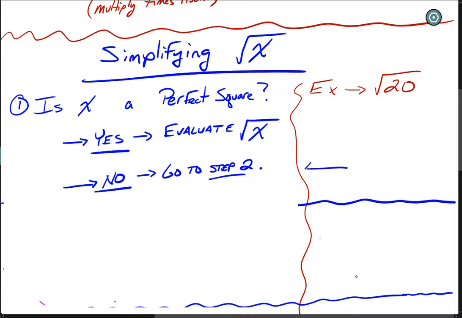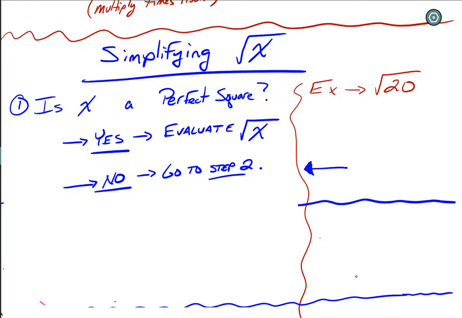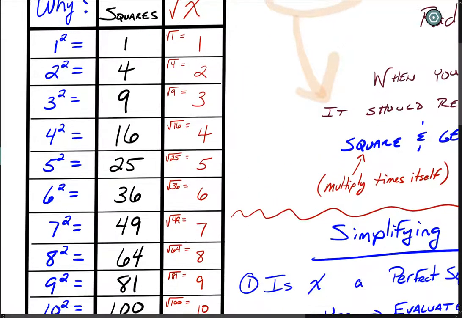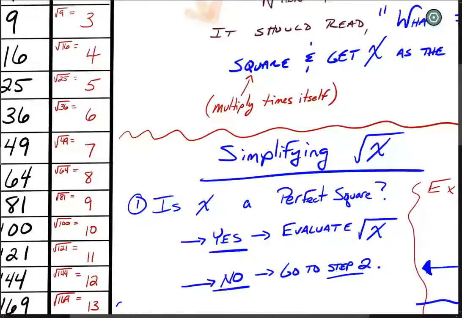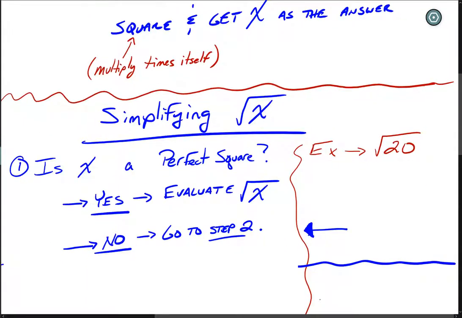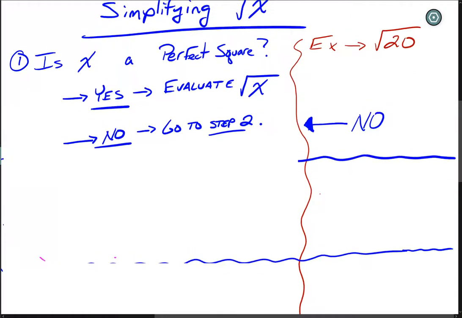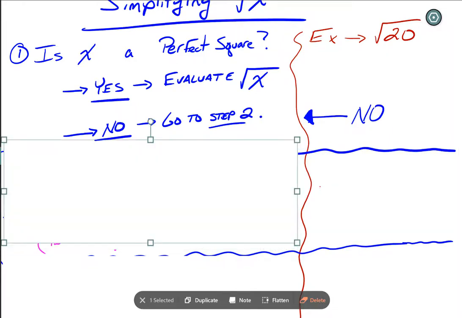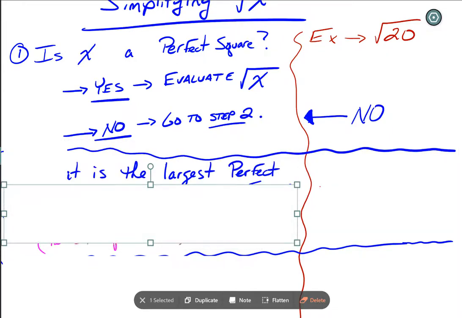What is our answer over here in our example? Square root of 20. Our x here is 20. Is that a perfect square? Look at your list. Not on there, is it? So our answer is no. So, as I said, you go to step 2. Step 2.